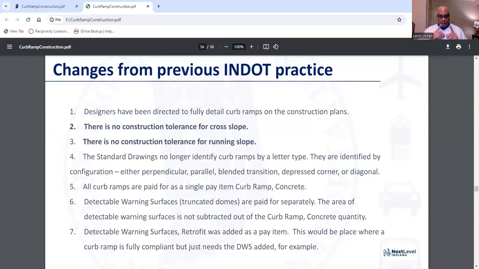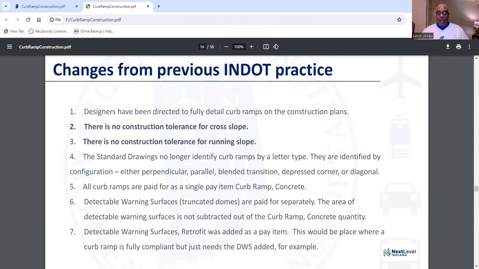So again, something that you need to understand if you're out in the field, all curb ramps are paid for as a single pay item. Curb ramp concrete. Detectable warning surfaces, which are your truncated domes, are paid for separately. Now, the concrete under the truncated domes as well is also paid for. Don't forget that. Some people might forget that. So just because you put concrete, you might have a little bit of concrete under the dome, but basically that whole area is still filled with concrete. You know, you put the dome on top of it, got to be paid for.